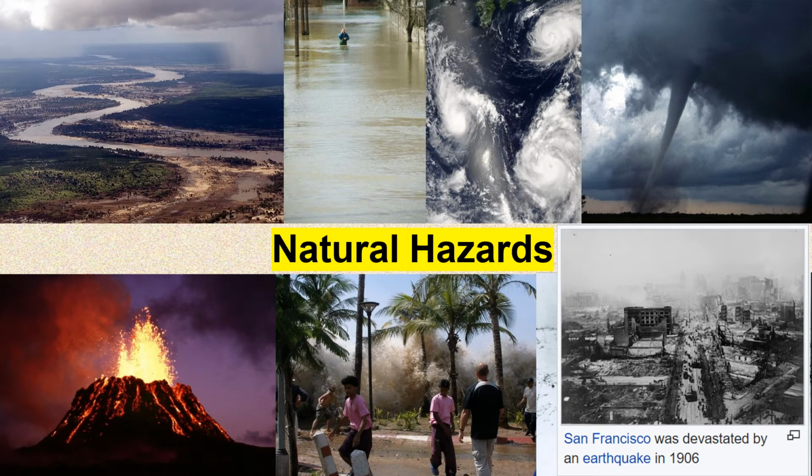So, let us discuss what a natural hazard is. A natural hazard is a natural phenomenon that might have a negative effect on humans or the environment. Natural hazard events can be classified into two broad categories: geophysical and biological.